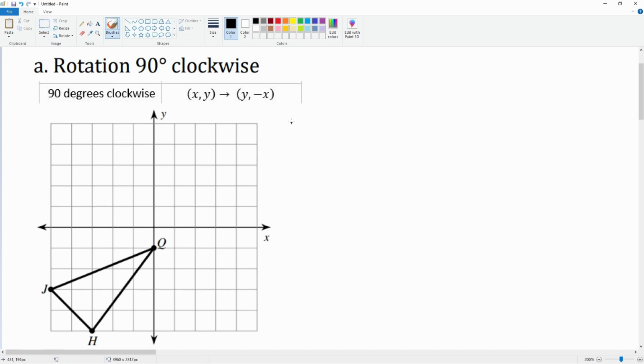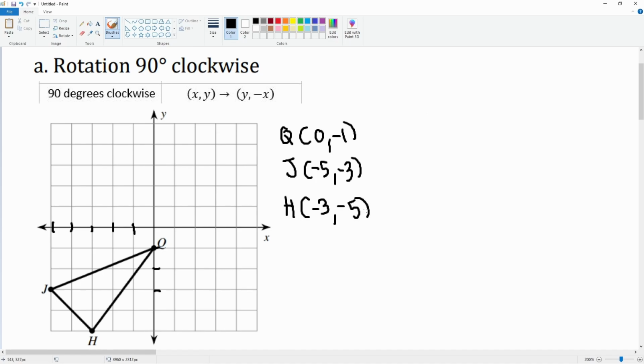Okay, so the original Q, it is the point 0 comma -1. J, it is -5 comma -3. And H, it is -3 comma -5. Okay, all right, now we want to undergo a rotation of 90 degrees clockwise.